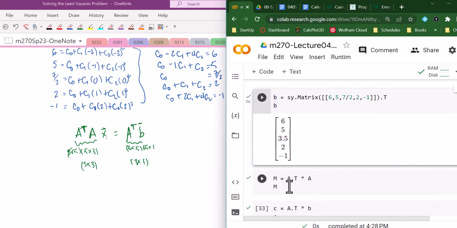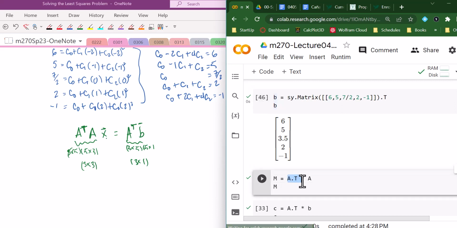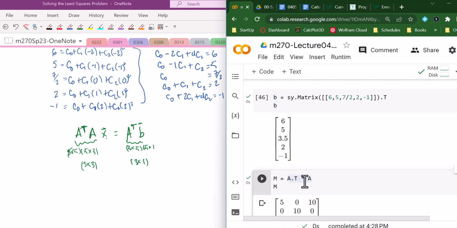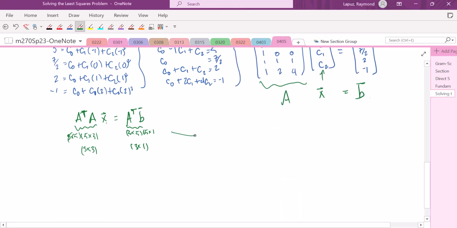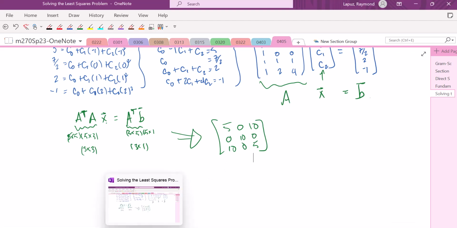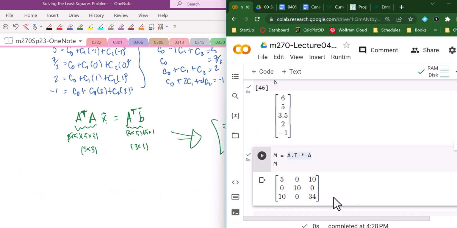Now that we have this, we will multiply A transpose times A to get the matrix that we're interested in. And so again, we're expecting this 3 by 3 matrix. So that's 5, 0, 10. So let's get that written down here. We're going to get a 5, 0, 10. There's a 10 here and a 10 here, and I believe these are zeros. Let me double check. Oh, it's 35 for that last slot.